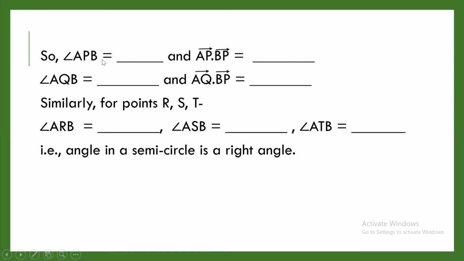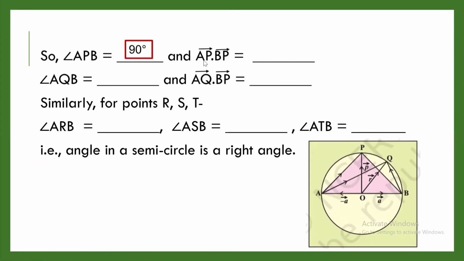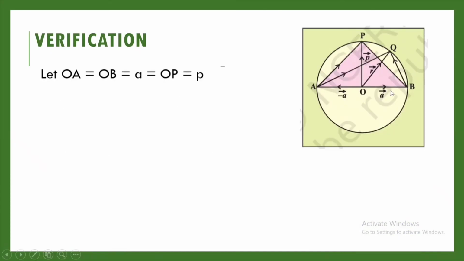APB is how much? APB is equal to 90 degrees. We all know that. Now let us find out the dot product of AP and BP. To do that, I'll just take you to another slide. Dimensions: OA and OB are A units, and OP is how much? OP I can take to be P units, right?